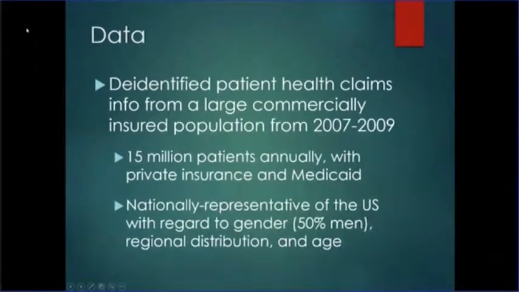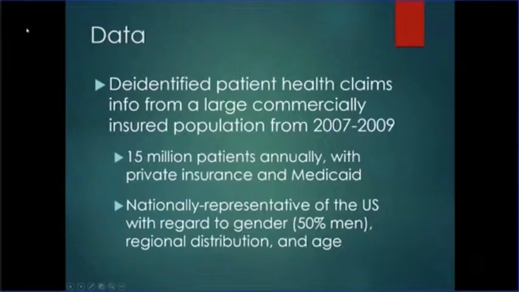So the data that we used are de-identified patient health claims information from a large commercially insured population from 2007 to 2009. And this is 15 million patients annually, which can pose a bit of a challenge for social network analysis, which is why we have people like Kadi who solve these problems for us. So that's what I did. I went and got somebody to help me out. And so these are people both that have private insurance and people that have Medicaid. So that's important, right? We don't just want a bunch of rich people in our analysis of doctor shopping.